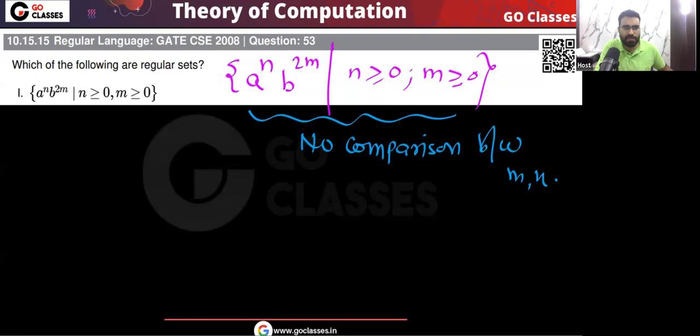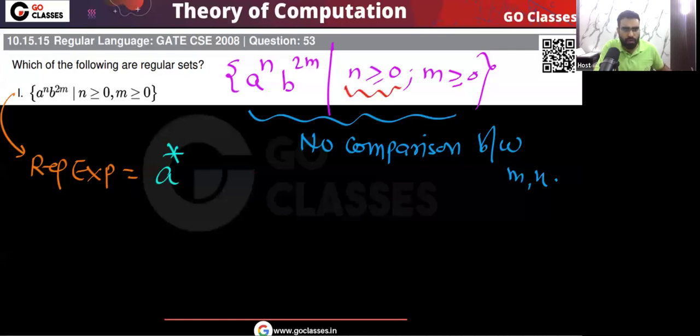So what I can say, if there is no comparison between m comma n, here you can easily write the regular expression. For this language, can you write the regular expression? It is simply any number of a, because remember that n is greater than equal to 0, followed by m greater than equal to 0. But there is b power 2m, which means even number of b's. Any number of a followed by even number of b's. This is our regular expression.